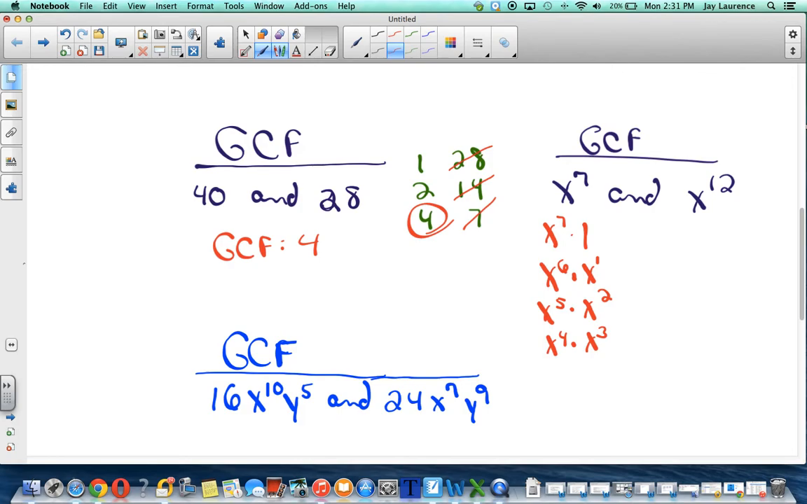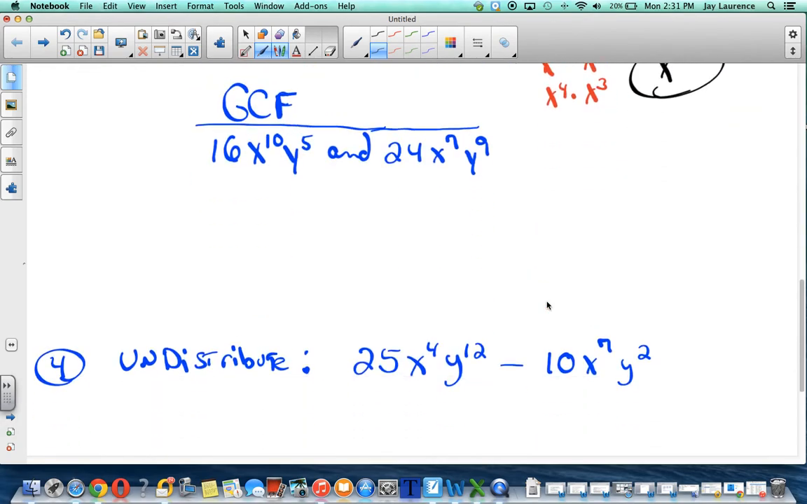Which one of these factors also is a factor of x to the 12th? Well, they all are, right? But which is the greatest? Wouldn't x to the 7th be the greatest of these factors? And so I could think about x to the 12th as x to the 7th times x to the 5th. So my GCF of those two numbers will be x to the 7th. Why? Because it's a factor of x to the 12th and it's greater than the other factors.